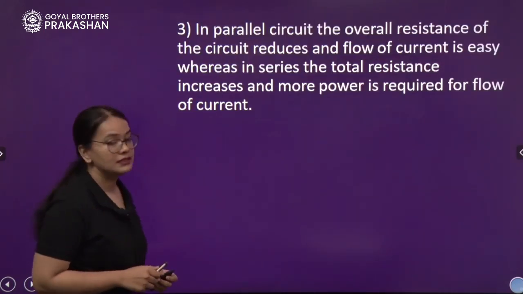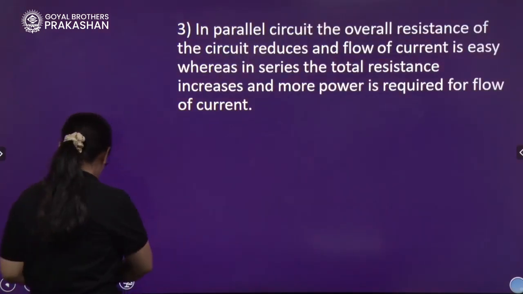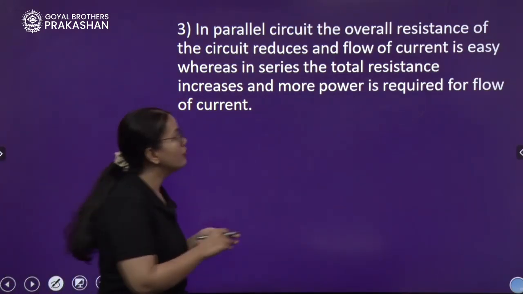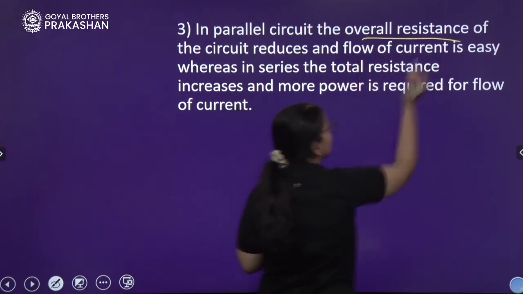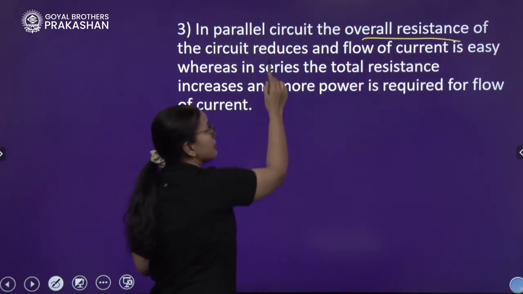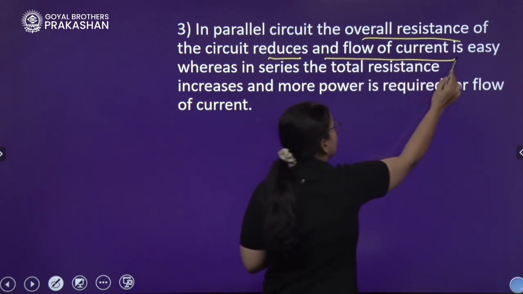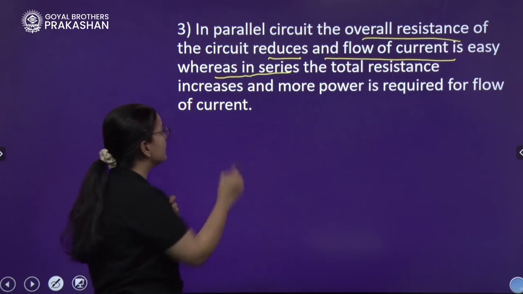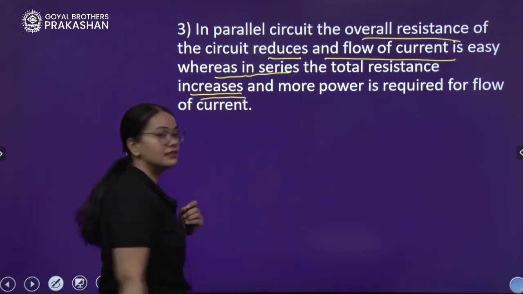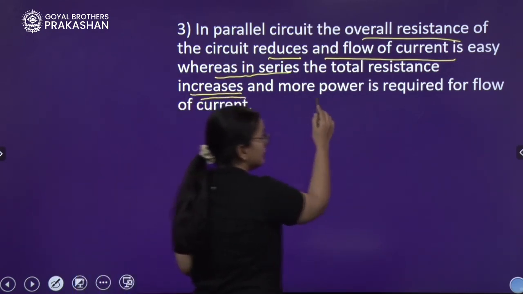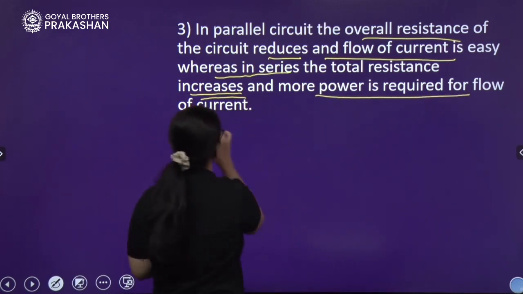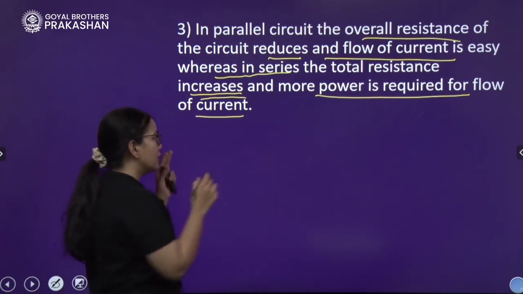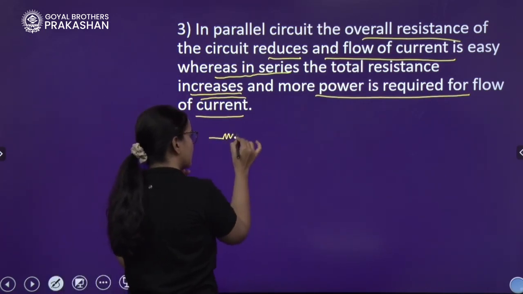Next is the third point of the advantage. In parallel circuit, the overall resistance of the circuit is reduced and flow of the current is easy, whereas in series, the total resistance increases and more power is required for flow of current. What does this mean? Let's say you have series connection.